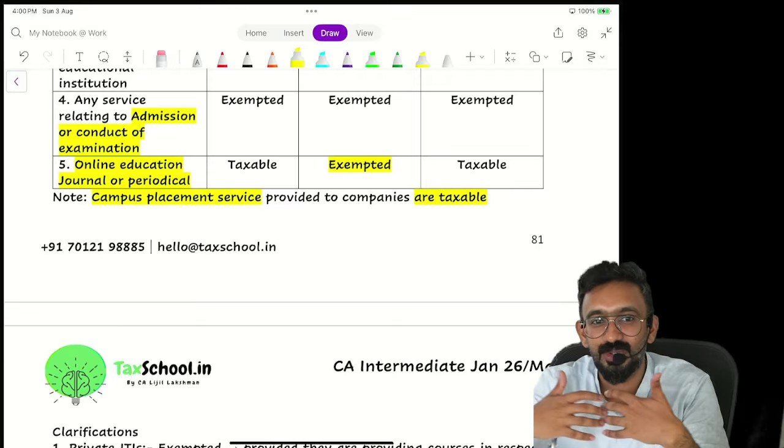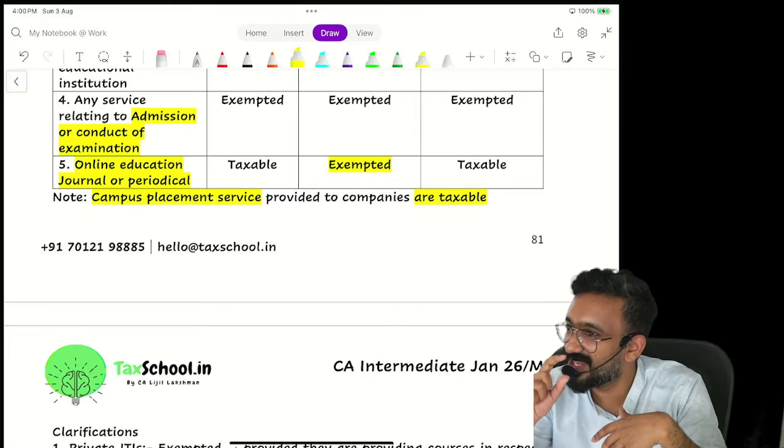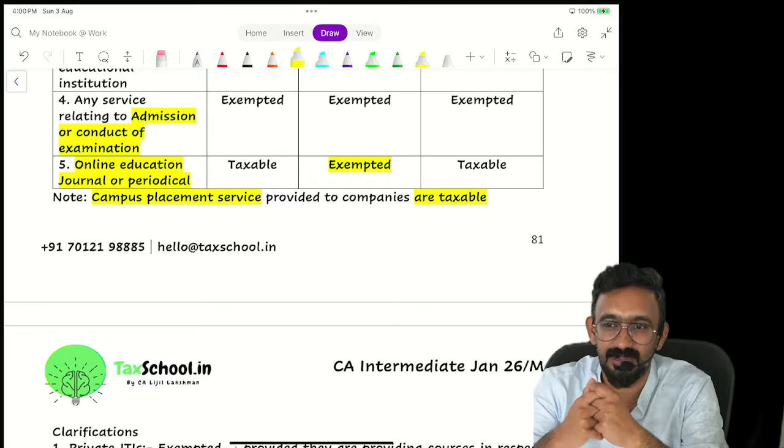You might not want to read summary notes. You would say that I'll go back to the entry only. I'll go to the notification entry, the Bare Act. Give me the Bare Act, I'll interpret. Okay, that should be the method.